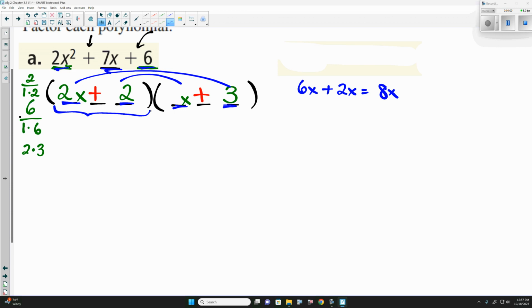Before we switch anything else, is there a greatest common factor in that first set of parentheses? Between 2x and 2, there is a greatest common factor of 2, yes? Thank you, Mr. McClendon. By the way, guys, this is something that's nice to know. If there's not a greatest common factor to begin with in the original quadratic, there can't be a greatest common factor in either of the parentheses. So having the 2 and 2 here wouldn't work.